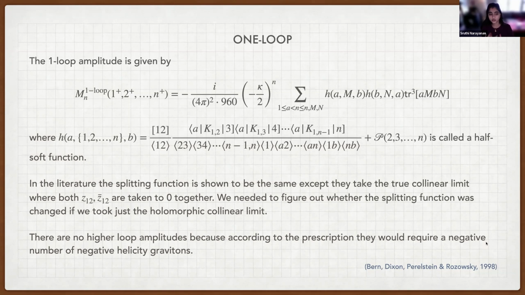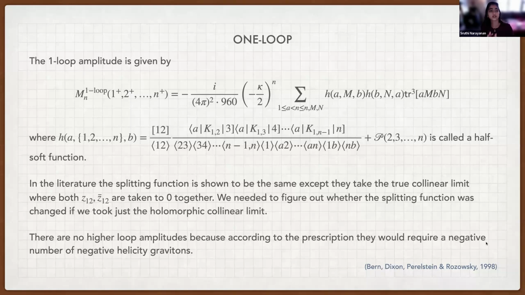And what we wanted to do was actually figure out, since we're in 2-2 signature, what happens when we take Z12 to 0 independently and keep Z bar 12 fixed. So we needed to do something slightly different, and that was the main calculation that we had in this paper: what happens to the splitting function at 1 loop.